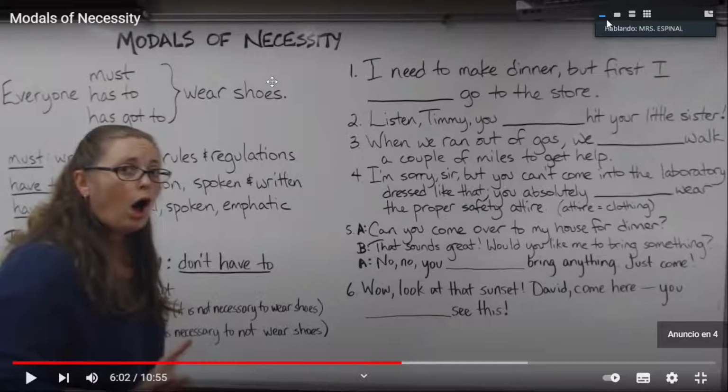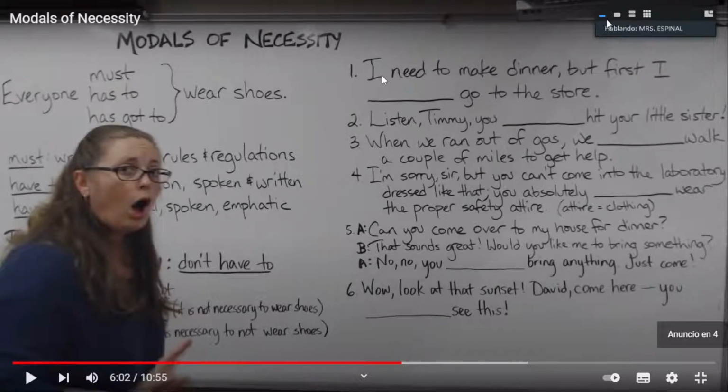Okay, as she's saying, must is used more for rules, regulations, for the use of law, and it's basically used in written form. It's a formal way to express a degree of necessity. Have to, it's used spoken and written, but it's most for your spoken language or conversations. And then you have got to, which is emphatic, okay? Like you really mean what you're saying.